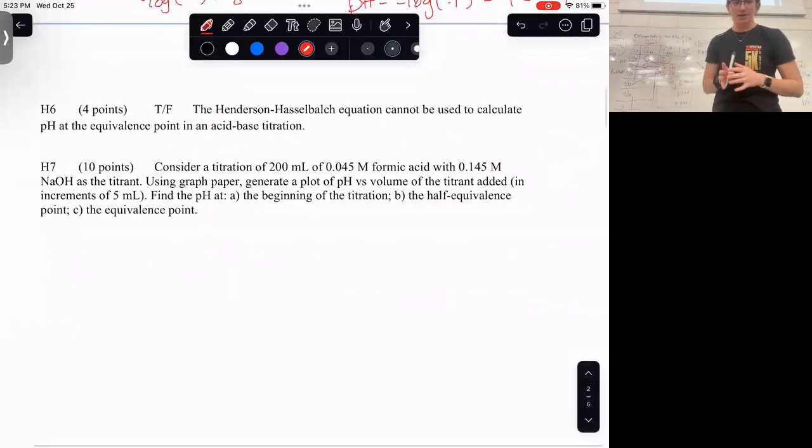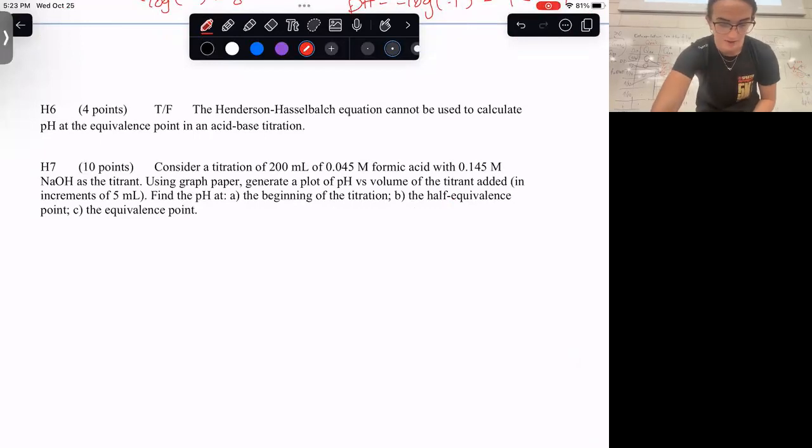Question 6. The Henderson-Hasselbalch equation cannot be used to calculate pH at the equivalence point in an acid-base titration. True or false? True. Because what happens when we use the Henderson-Hasselbalch? Like what goes awry in this case?